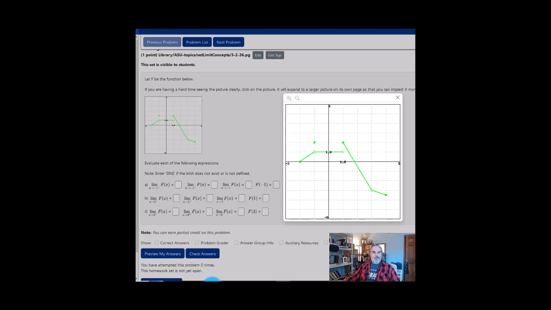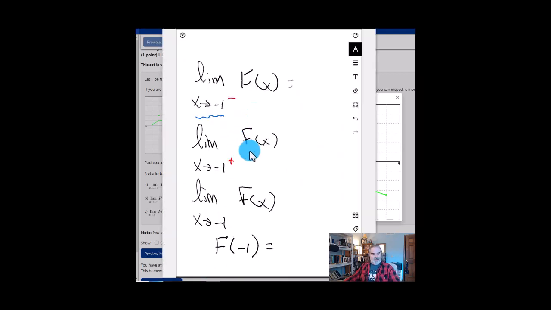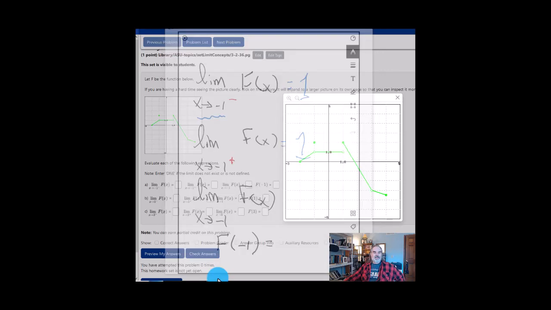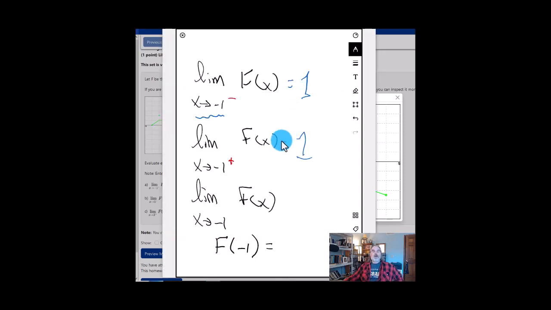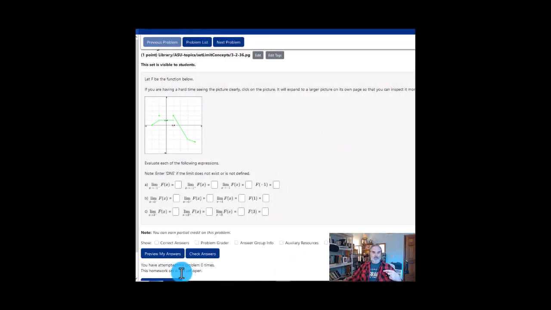And so if I go back here to my sheet, I would say that both of those limit values are 1. And the third question is asking, what is the overall limit of this function as x approaches -1? What that does is it compares the limit from the left and the limit from the right and compares them. If they're the same thing, then the overall limit exists.